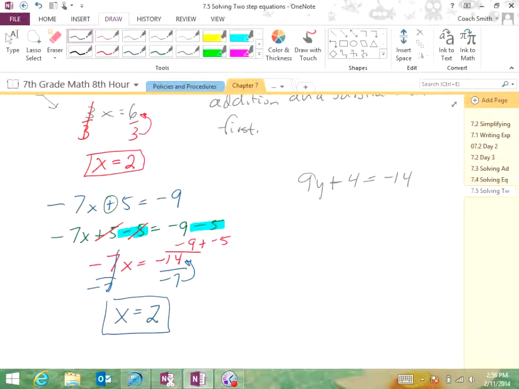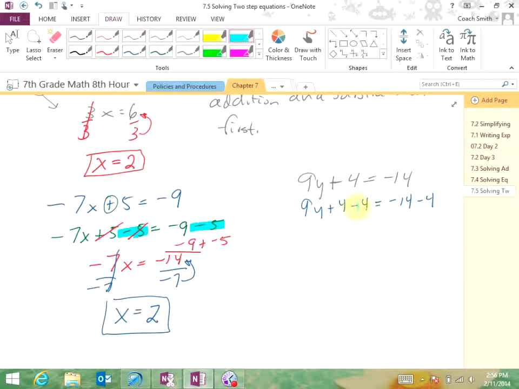What'd you get, Gracie? Y equals what? 2? No. Close. It's negative 2. So, you have 9y plus 4 minus 4 equals negative 14 minus 4.